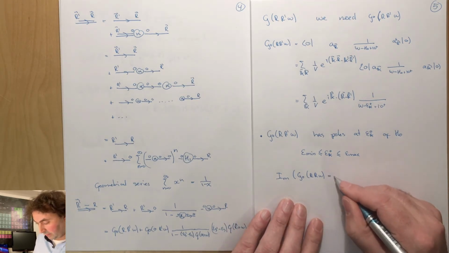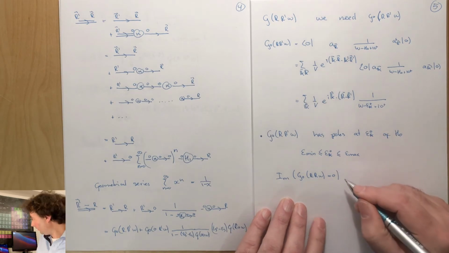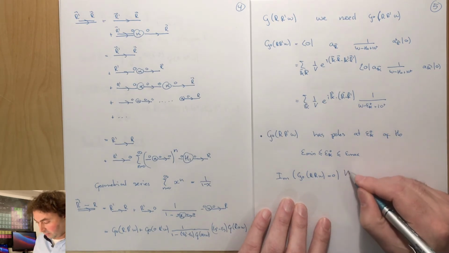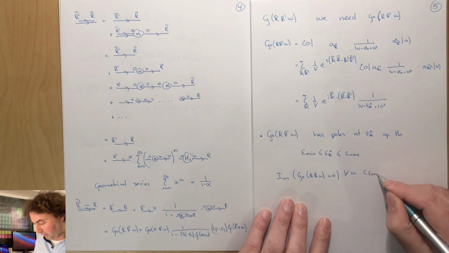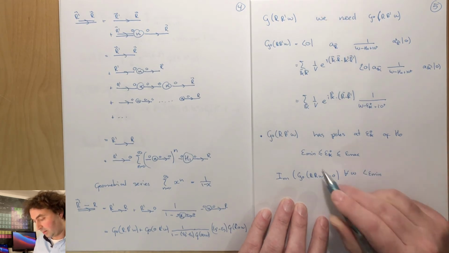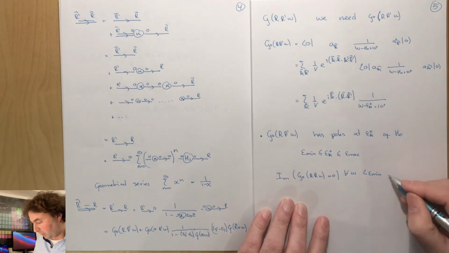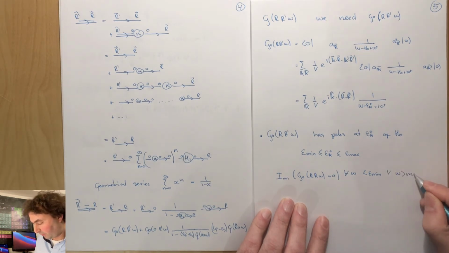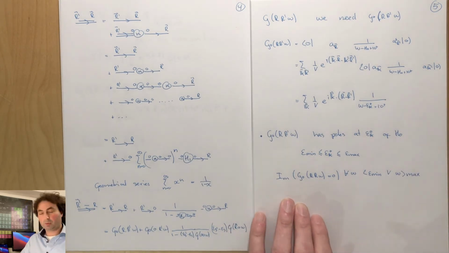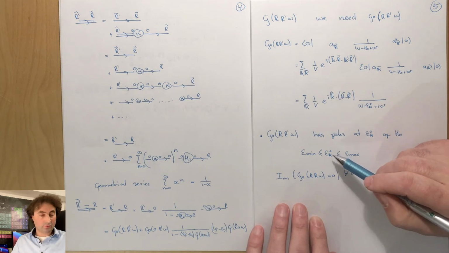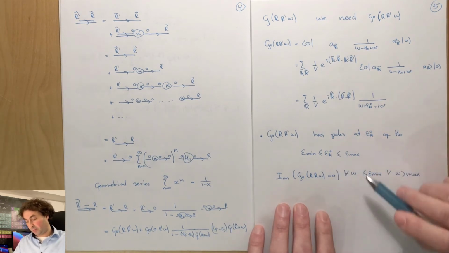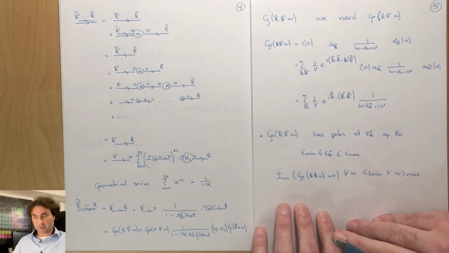And we look where this imaginary part is 0. Then this is true for all frequencies that are smaller than the minimum energy of the pole, or where this energy is larger than the maximum energy of your pole. So your density of states is restricted to the energies where your Hamiltonian has eigenvalues.